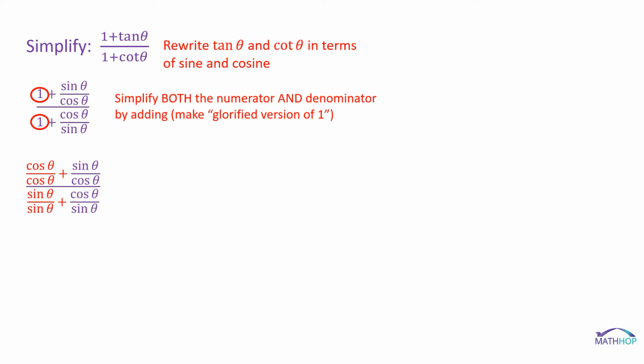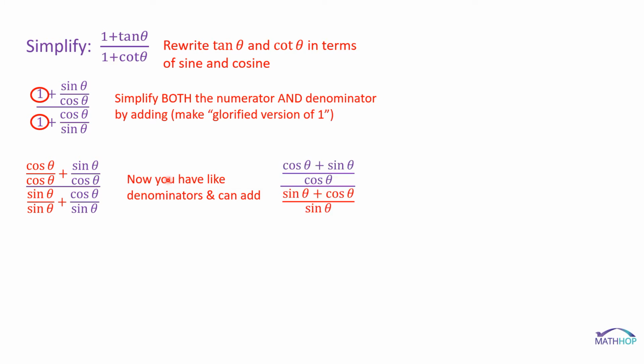Now, it might look bad, but let's look at the silver lining. At least both fractions have like denominators, and I can add them now. So let's go ahead and do that. In the numerator, cosine plus sine is just cosine plus sine. It's like adding x plus y. It's just x plus y. So cosine plus sine is cosine plus sine all over cosine, the like denominator. And here, sine plus cosine is just sine plus cosine all over the like denominator sine. So we're going to get cosine plus sine over cosine divided by sine plus cosine over sine.